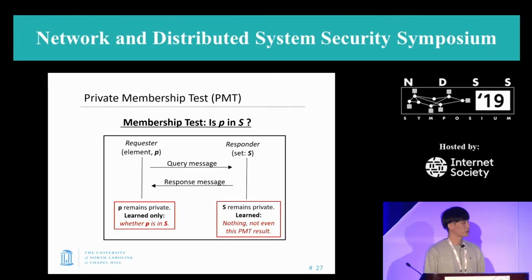A private membership test protocol is a two-party protocol which enables the requester who holds an element P to test whether or not P is in the responder's input set S. At the end of the protocol, the requester only learns whether P is in S, but doesn't learn S. And the responder doesn't learn anything, not even the result of such a test.